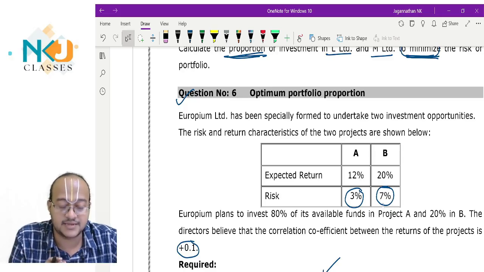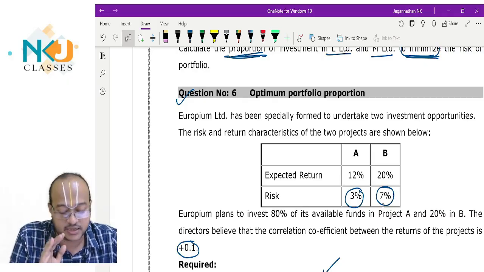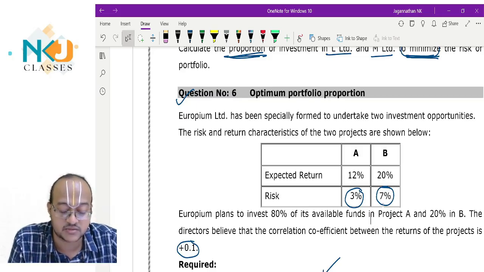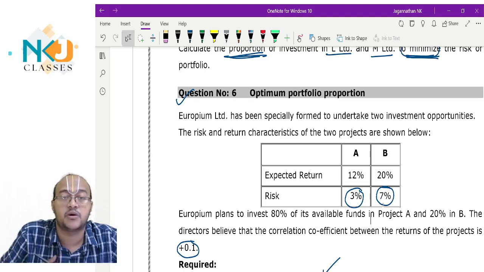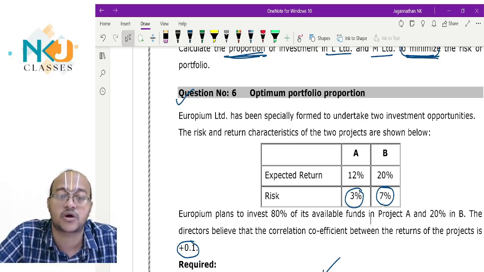3% and 7%. What is that? 3% and 7% are the individual risk of the individual project. Individual security, sorry. Yes, individual project. Now see how they would have found out these 3%, 7%, not using the portfolio formula. This is not the risk of the security, this is the risk of the project.